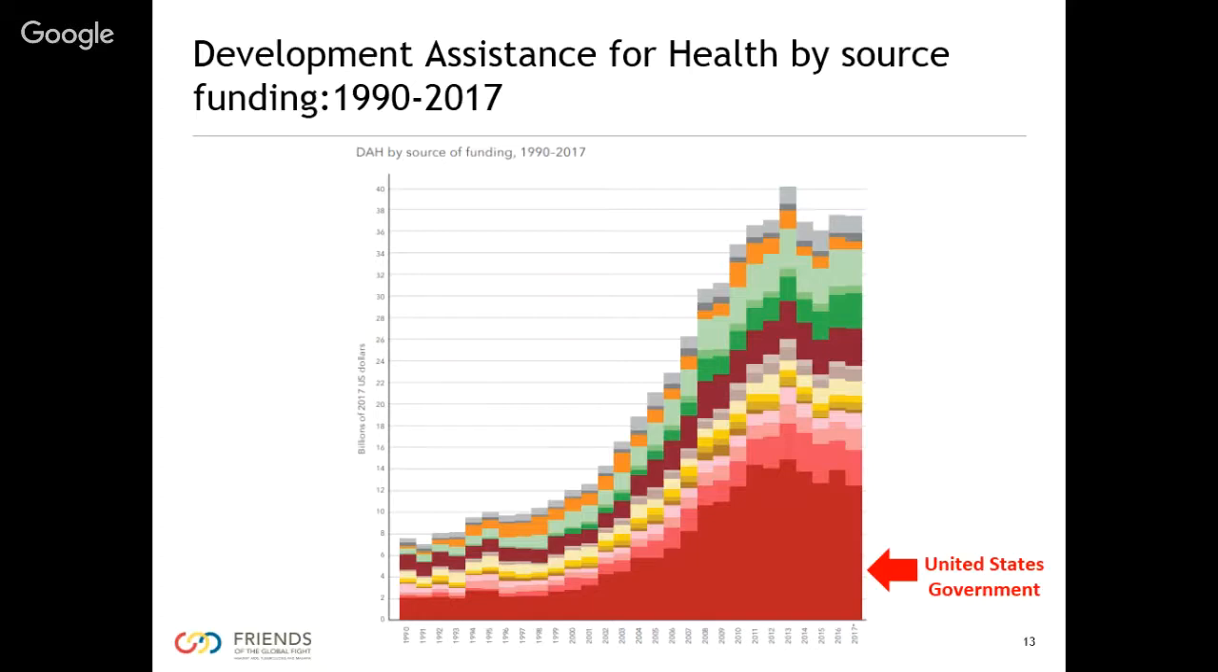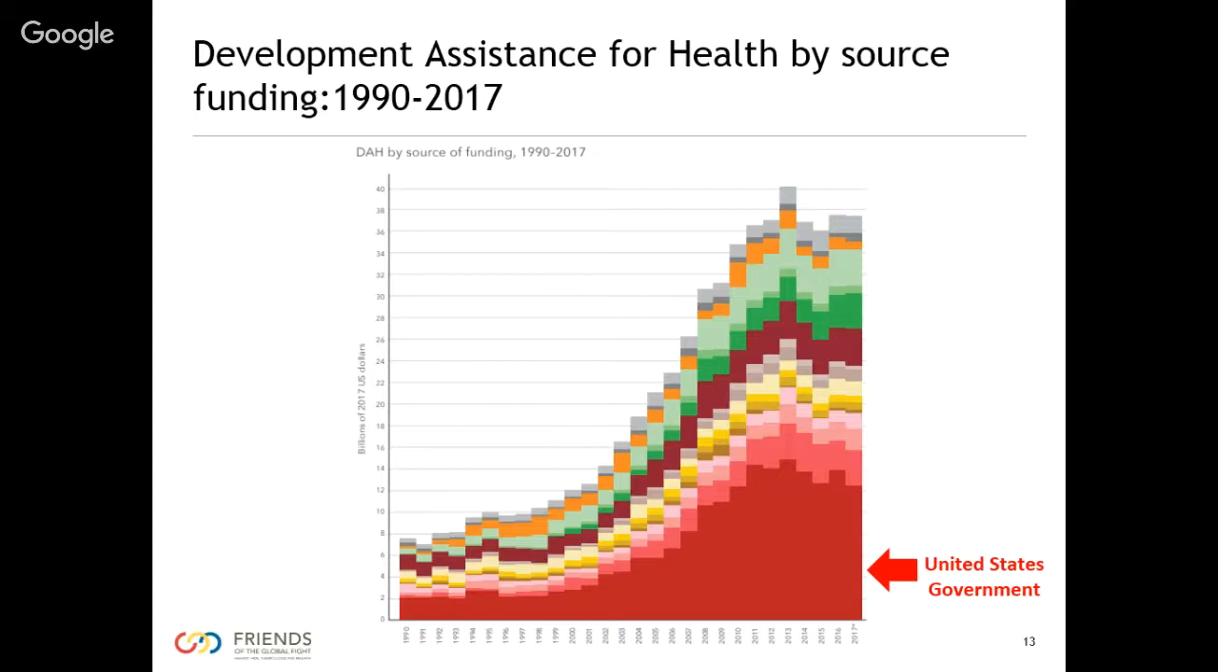In terms of development assistance for health by source funding, in 2017, the total development assistance for health amounted to $37.4 billion. This chart that you see depicts the 27-year trend of development assistance for health by source funding. The main sources, as you can see, for development assistance for health in 2017 were the national treasuries of the United States, providing $12.4 billion, or 33% of the total in 2017. And you can see that I've highlighted the United States government's contribution and how it's the dark maroon color at the bottom.